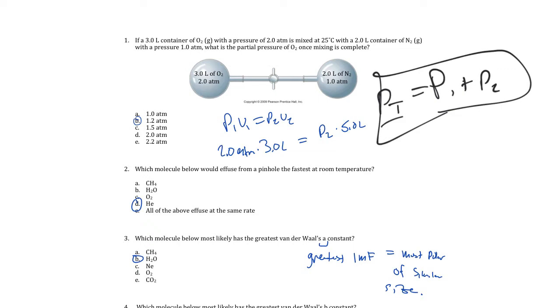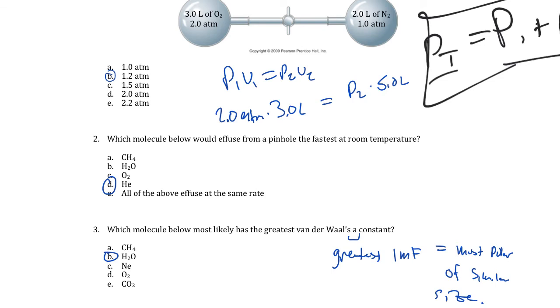Question 2 is asking which molecule would escape from a pinhole the fastest. That's going to be the lightest gas particle because it has the highest root mean squared velocity, or the highest average velocity. So the substance with the lowest molecular weight has the highest root mean squared velocity. So that one would be helium.